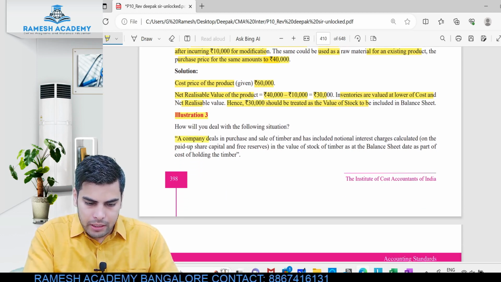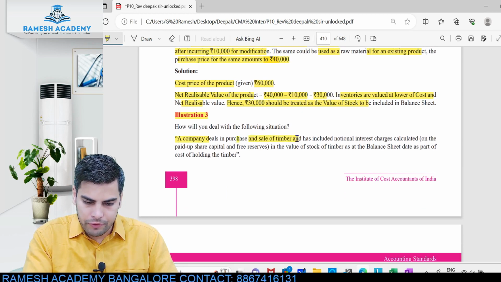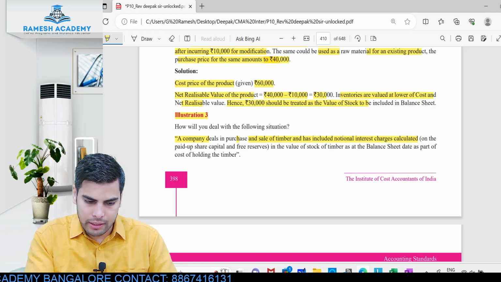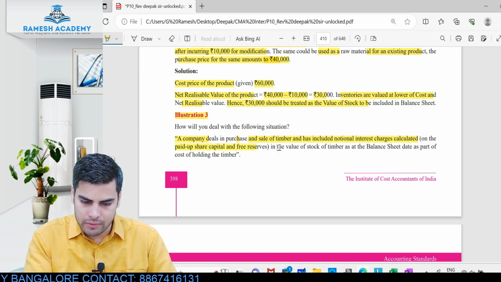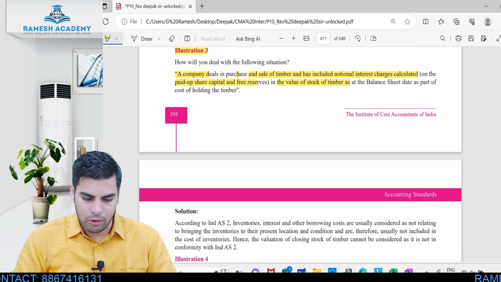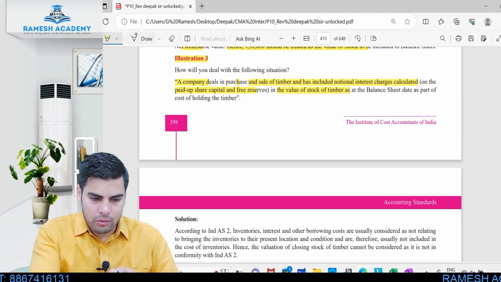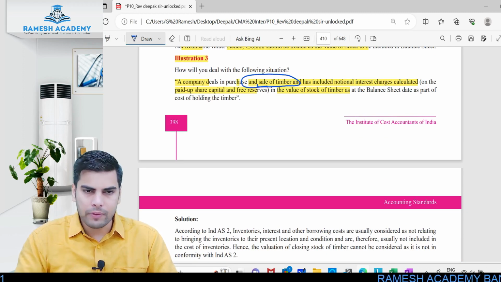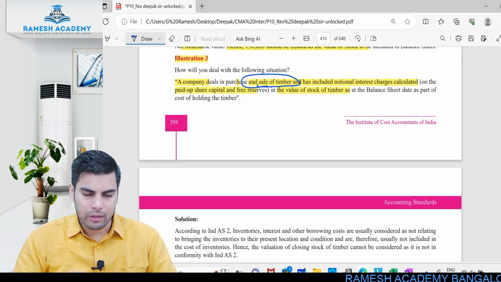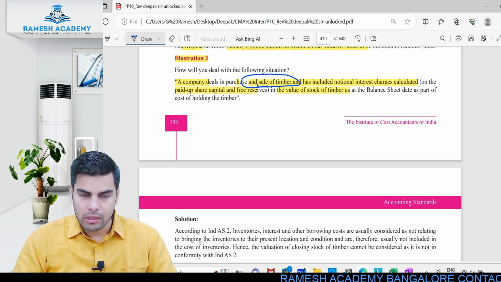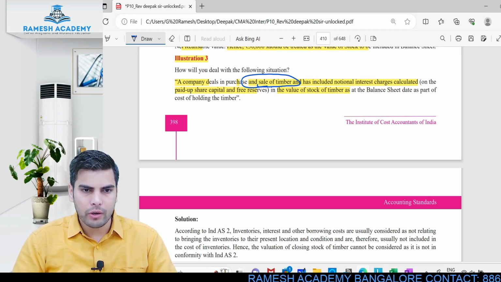A company deals in purchase and sale of timber and has included notional interest charges calculated on the paid up share capital and free reserves in the value of the stock of timber as at the balance sheet date, as part of the cost of holding the timber. So here what are they telling? They are dealing in timber, which is nothing but an agricultural product or a forest produce. At what value are we supposed to do the valuation of this particular inventory?